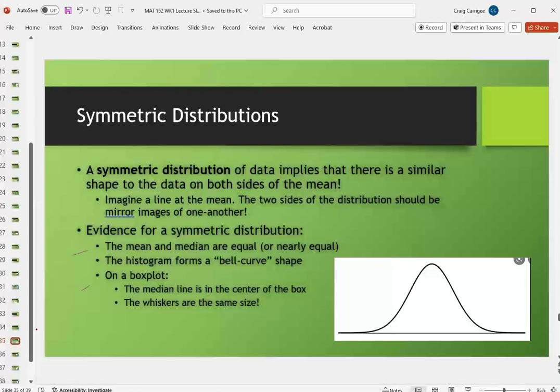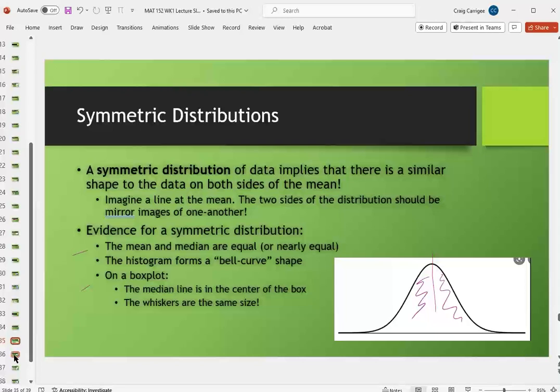I want to just point more to this shape, where you have some center point, and symmetric meaning that it appears to be a mirror image on each side. That's why we call it a symmetric distribution. We draw a line right down the center. Both sides look like one another.